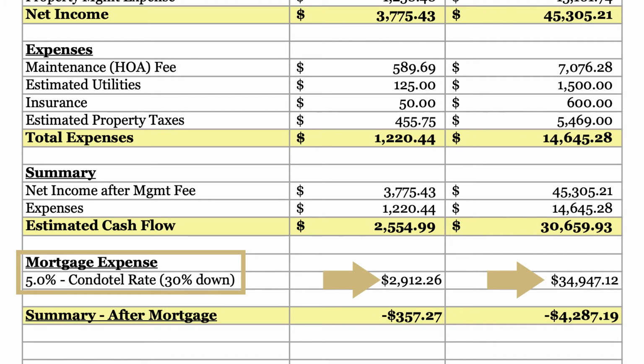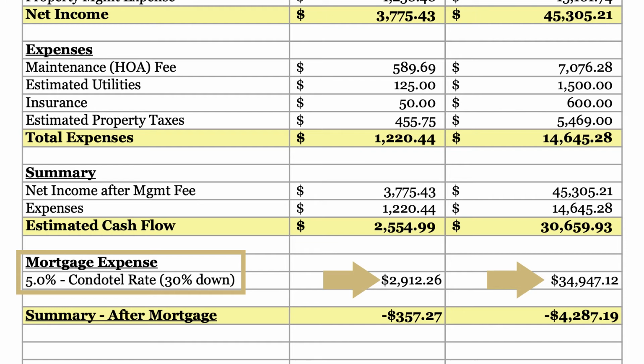In some cases, there is a way to put less cash down, but for the purpose of this exercise, we're going to assume 30%. Mortgage interest rates are very fluid and constantly changing, so we will want to make sure that we're working with the current Condotel interest rate. For the purpose of this exercise, we are going to assume 5%. When we know the current mortgage rate, the percentage down we plan to put in cash, as well as the estimated purchase price, we can plug the numbers into a mortgage calculator and determine the monthly mortgage payment.